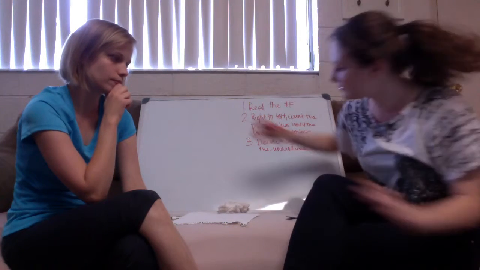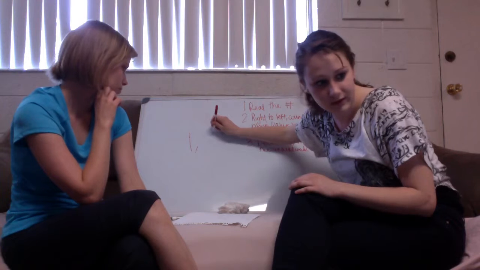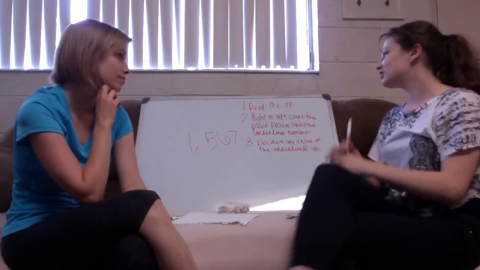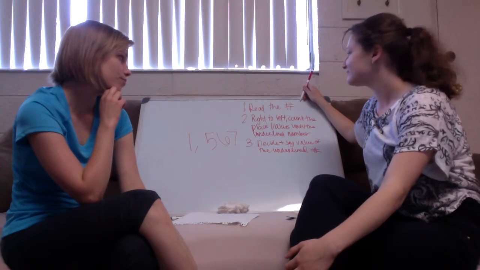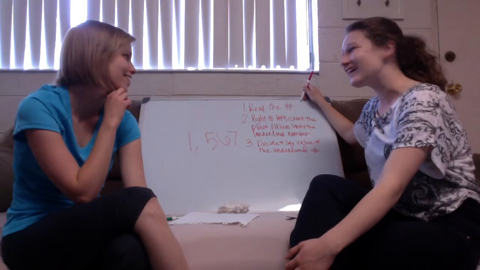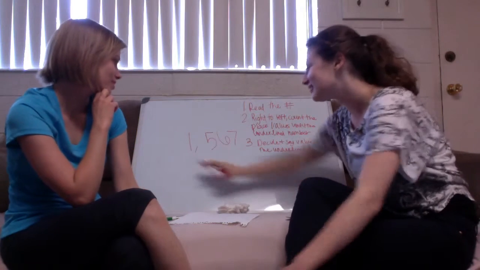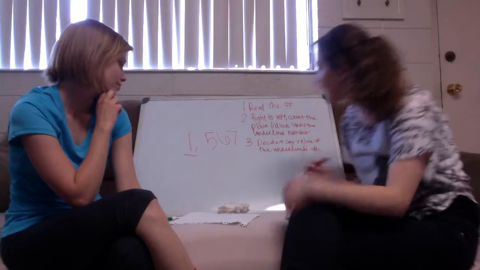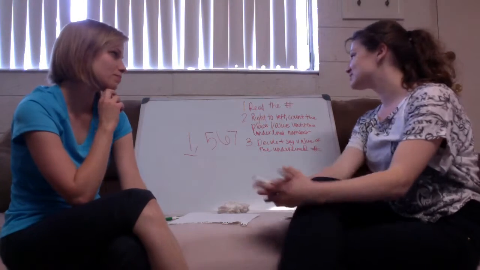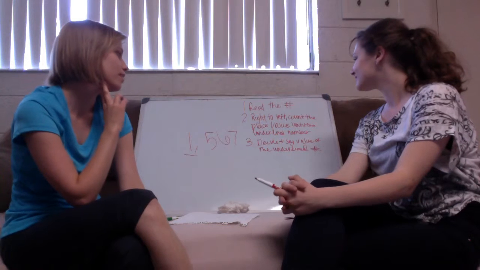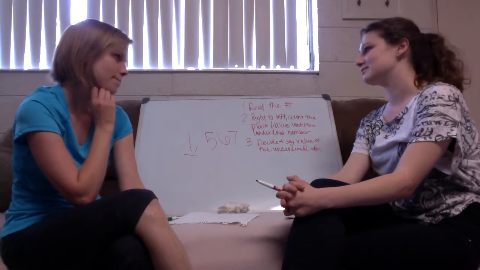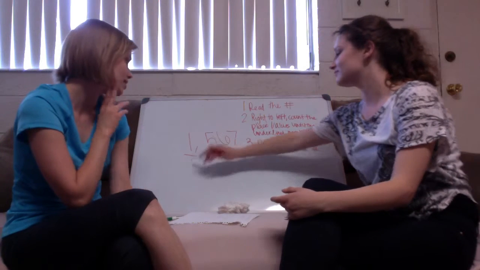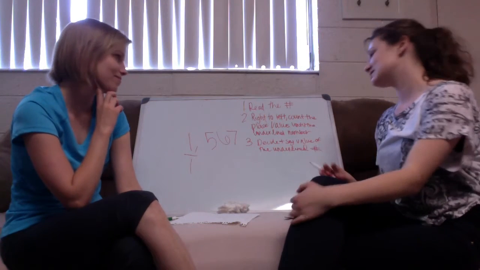So let's go to this one. 1067. All right. Hey, Brandy, can you read us the first step? Read the number. Good job. All right. Can you do the first step for us? 1567. Great. Okay. Awesome. So, Brandy, can you tell us what step 2 is? Right to left, count the place values until the underlined number. Awesome. Can you actually do that for us? Ones, tens, 100s, 1000s. That was perfect. Thank you so much.